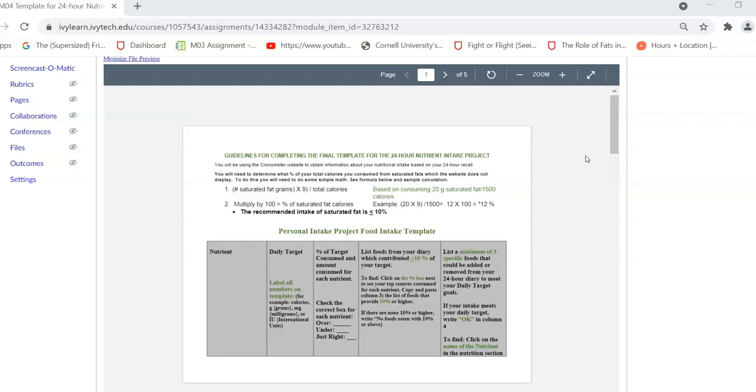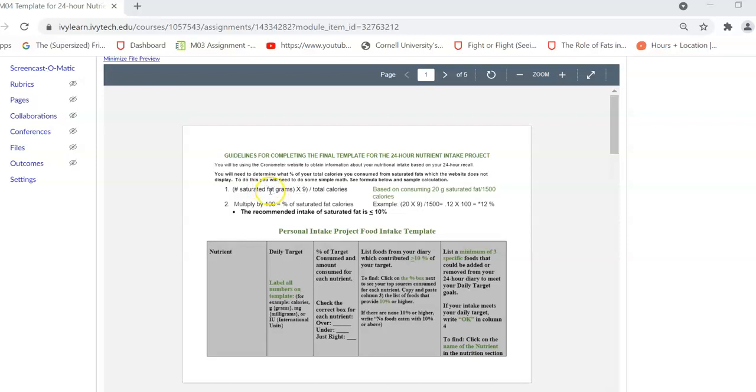Number 1, look for your total number of saturated fat grams, which you see right here in the formula. You multiply this number times 9. The reason you choose 9 is because for every gram of fat, it provides 9 calories. So what we've got to do is convert grams to calories so we can find out what percent of your total calories you consumed from saturated fat.